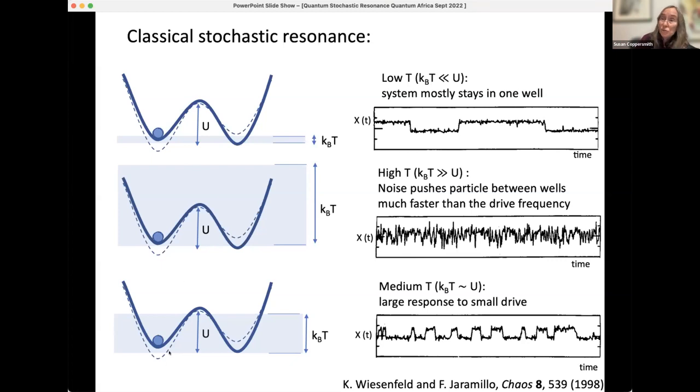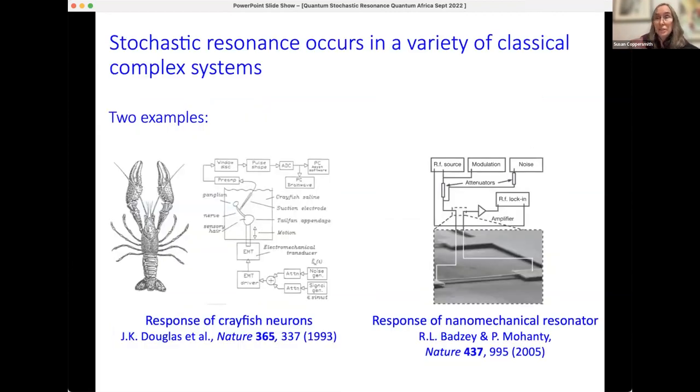Okay, but it turns out there's an amount of noise where, as this double well is going back and forth, the noise gets you over the top, but it's synchronized with the drive. Okay, and here you can see you get a large response to a small drive, and it is a response to the drive. You see what I mean? It's not just random noise, but the drive is kicking you over the barrier. Okay, so that's the origin of stochastic resonance.